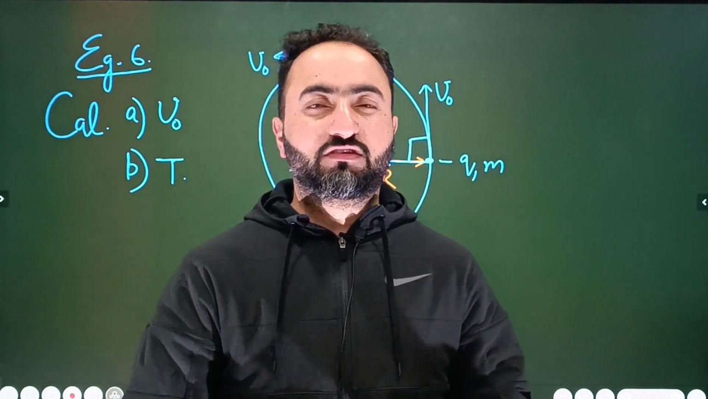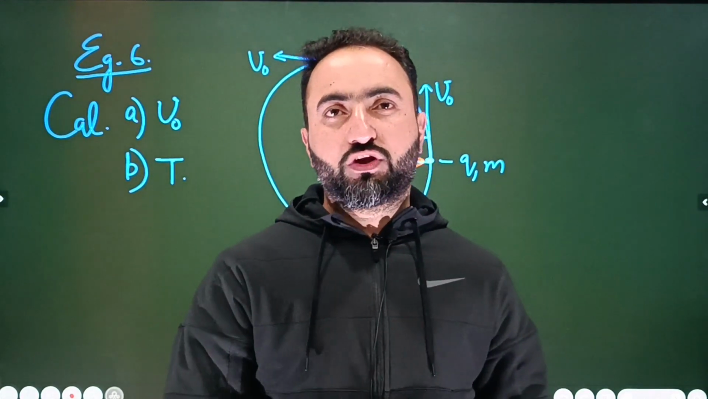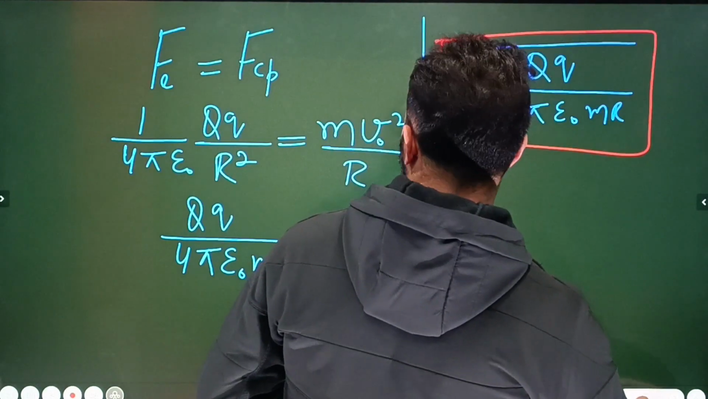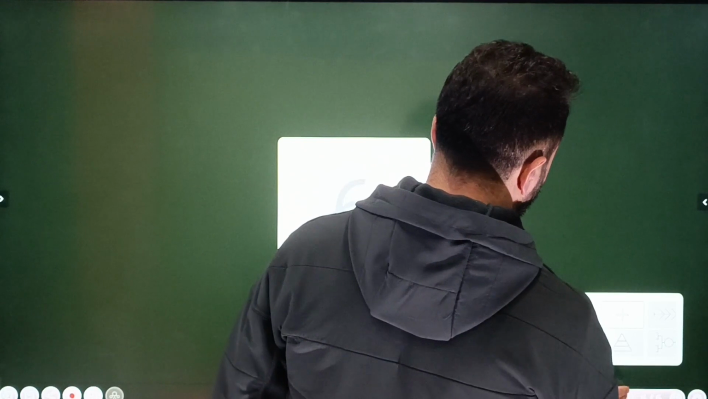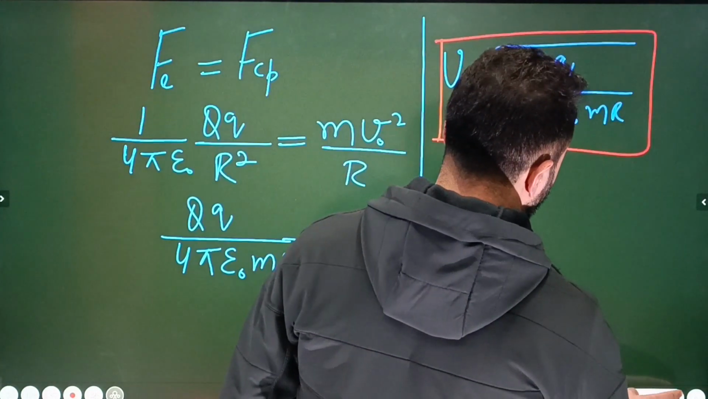Time period is equal to what? Circumference divided by orbital velocity. Substitute the value of orbital velocity. Make it a more beautiful equation for the time period. So we are done with both: we are done with the orbital velocity, and we are done with the time period as well. Okay, so this was our question number 6.